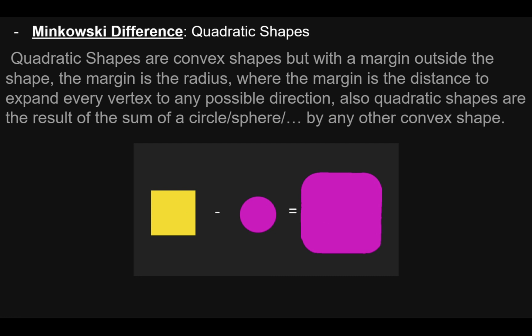The convex quadratic shapes are also the sums of a circle, an n-dimensional sphere, with another convex shape.